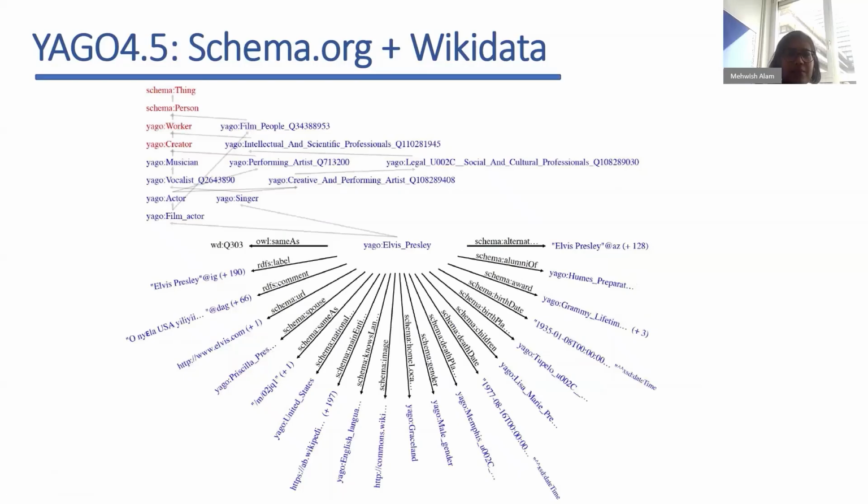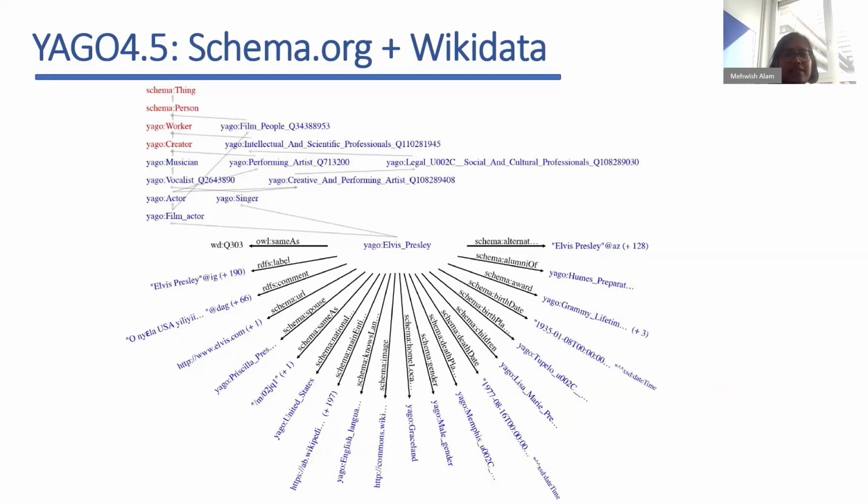So here is just an example of what we had. We got the schema.org classes here, thing, person, then we created some of our own classes. So you had worker, creator, then you had musician, which was coming, if it is in blue, it is also coming from Wikidata. So it's a mix of everything that we did, but it was quite a lot of effort to do this curation for YAGO 4.5.